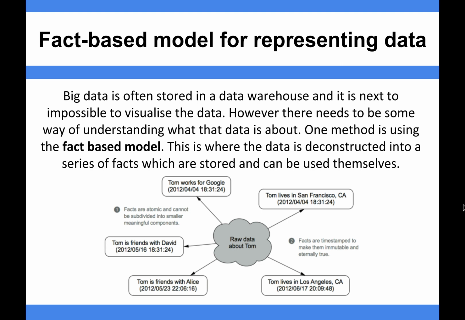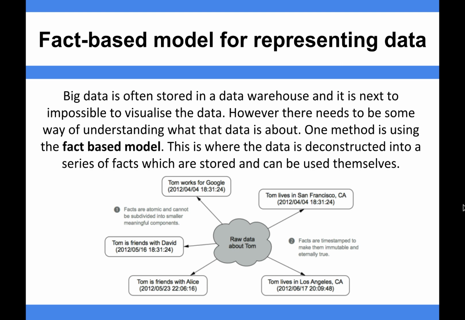So one method of visualizing what that data set is about is known as a fact-based model. So, a fact-based model for representing data. This is where the data is deconstructed into a series of facts. As you're analyzing the data and you come up with a fact, you could store the fact. Those facts become a fact base. Those facts are stored themselves, and then those facts can be used as a simplified visual model of the data.